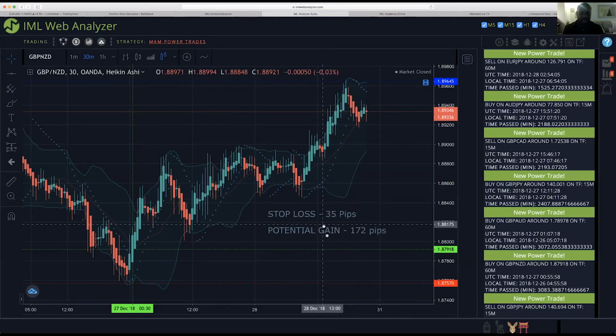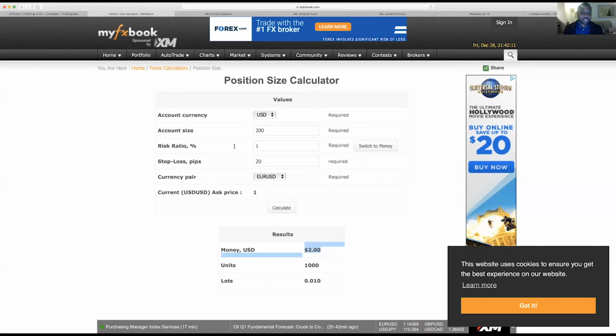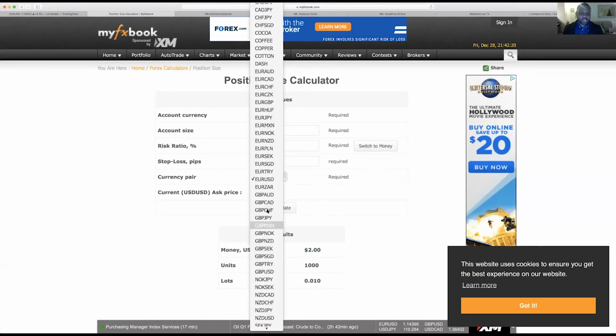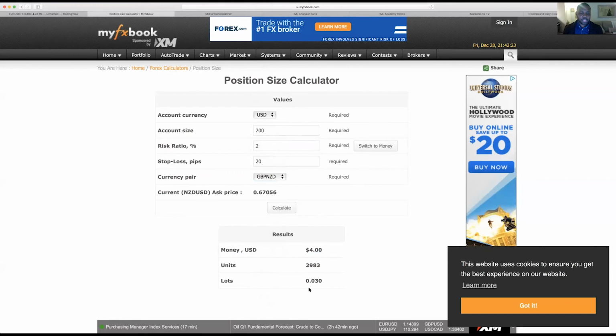This one right here had a gain of 172 pips, okay? If I would have taken this trade on a $200 account, and I would have risked, let's say, 2% of my account, I come over here, Great Britain NZD, I change it to the pair that I'm looking at, and I calculate. It tells me that I could use 3 micros, 0.03. You're gonna learn how to read lot sizes when you begin to educate yourself. What this says is for every pip, I'm going to gain 30 cents or lose 30 cents.